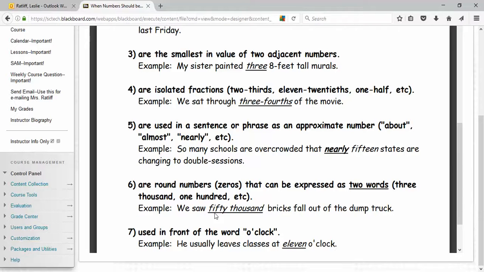If 100,000 bricks fell off the dump truck, that's going to be digits because it's 3 words. 100,000. That's 3 words. So those should be digits in that case. If it's 2 words and has zeros in it, and this is 100 or more, because 10 is a round number. 30 is a round number because it has zeros. But we're talking about any number that's 100 or higher that's a round number.